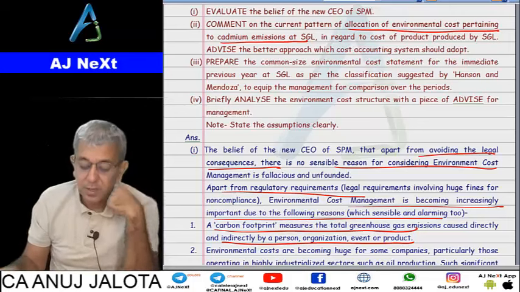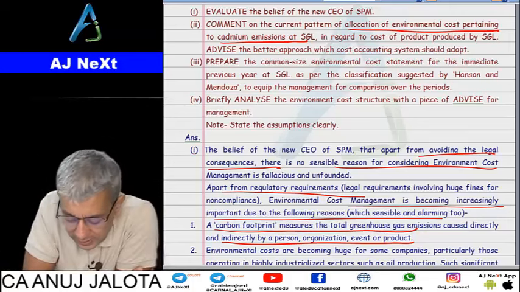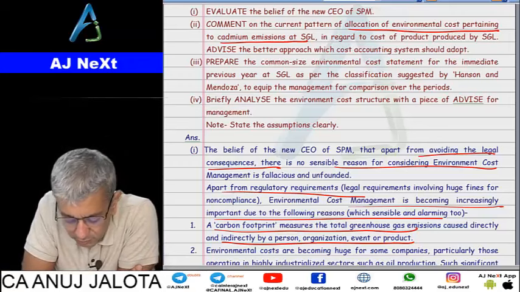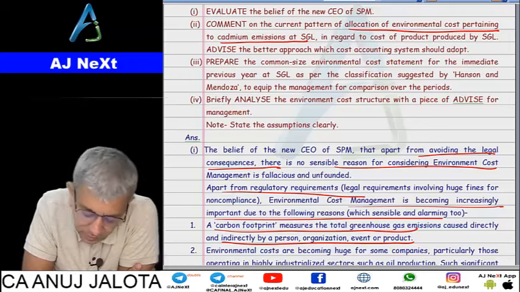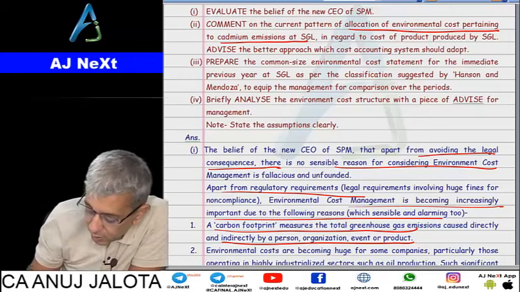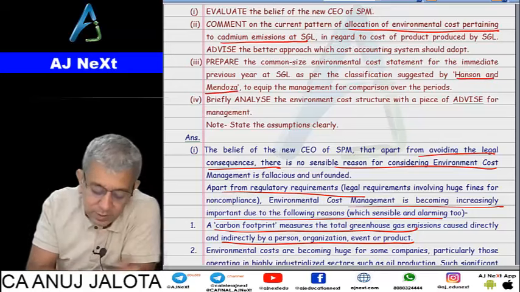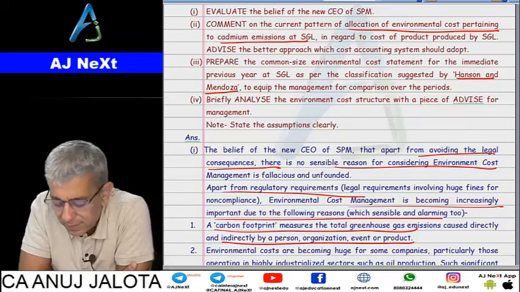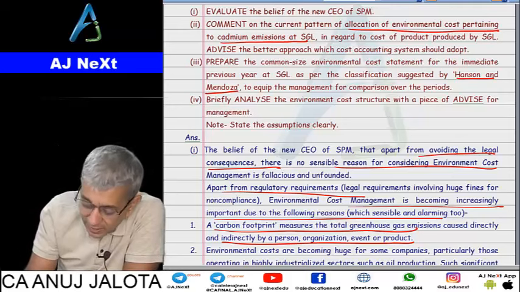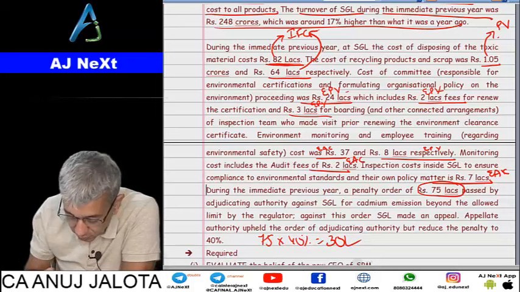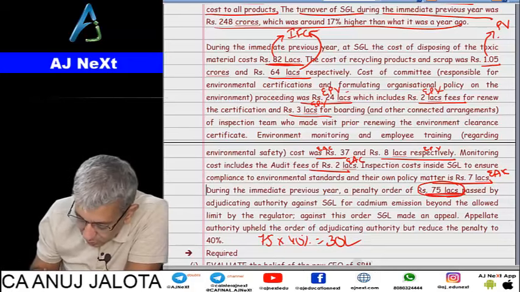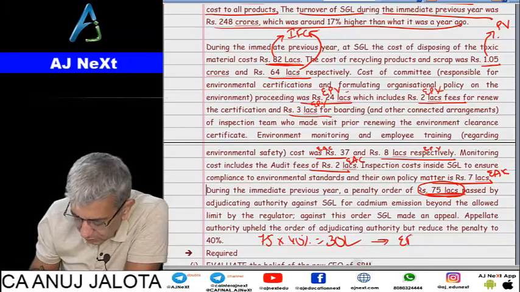Now the third part. Prepare a common size environmental cost statement for the immediate previous year at SGL as per the classification suggested by Hansen and Mendoza. You should know that these guys have suggested four bifurcations to equip the management for comparison over the period. I think I have already classified all the costs here for you. One thing I forgot is that this penalty cost is going to be external failure cost.